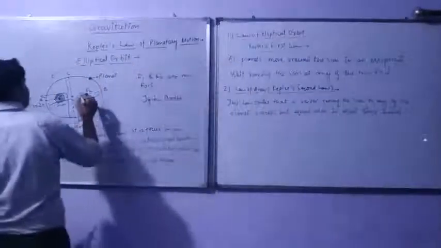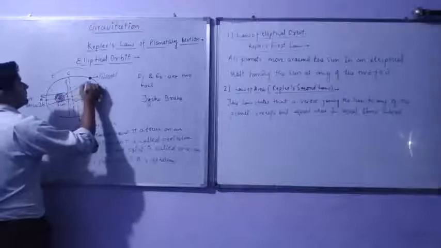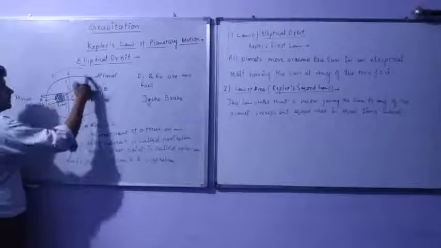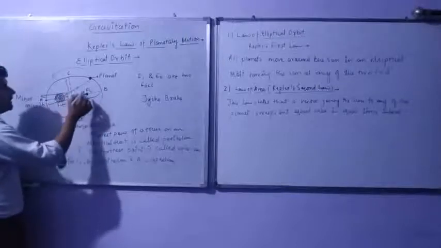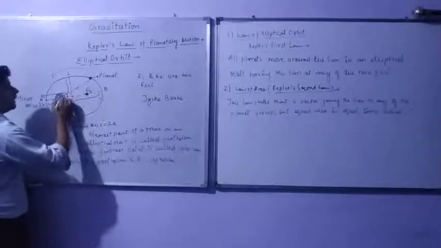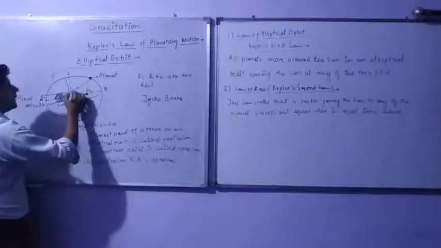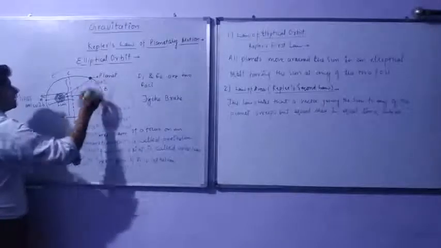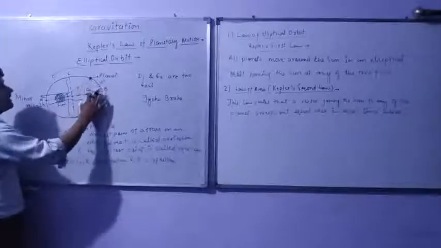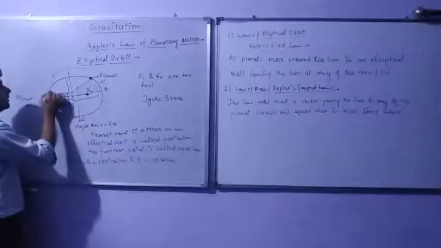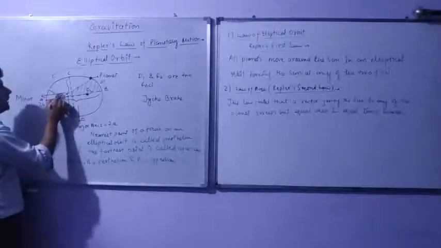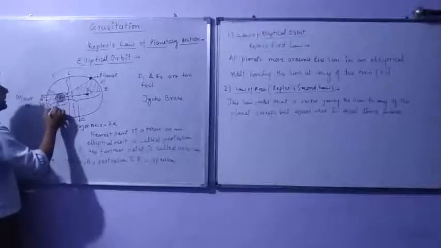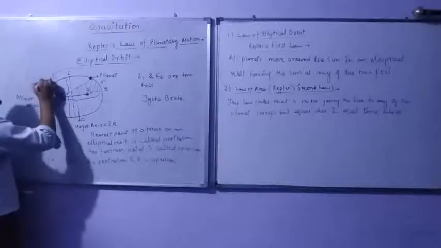Suppose it is a vector which is joining the planet to the sun. This is the vector which is joining the sun to the planet. This vector will cover equal area in equal time interval. It means, let's suppose it is covering this area in delta t time, then on the other side for the same time it will cover an equal area in delta t.